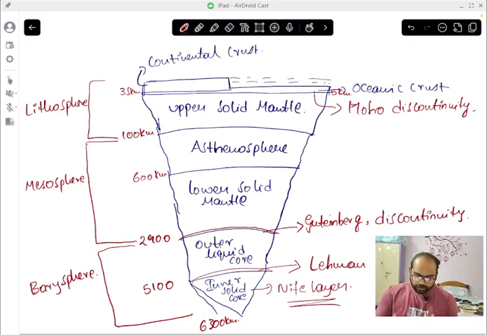Please make note of this diagram. And while you are reading about how P waves and S waves help scientists to know about the interior of the Earth, make sure you keep this diagram and study it while reading, so that you will get a clearer picture.